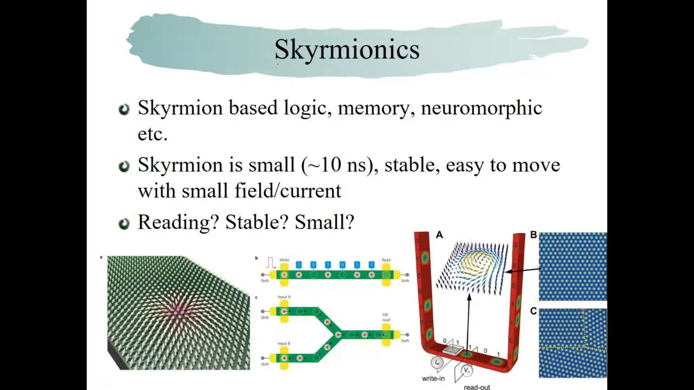And the skyrmion, I already explained about skyrmions in the last class. It's called skyrmion-based logic, memory, neuromorphic and so on. A skyrmion can be very small, like 10 nanometers. And it's stable because it's topologically protected and easy to move with a small field and current. So there is some idea of skyrmion-based operation. This is an information carrier, but they can also do some kind of logic operations, and they can make a racetrack memory with skyrmions and so on.